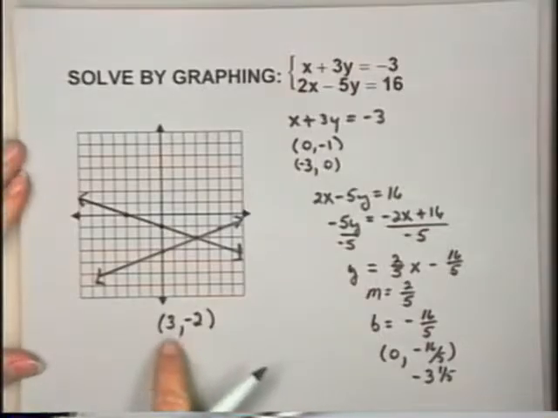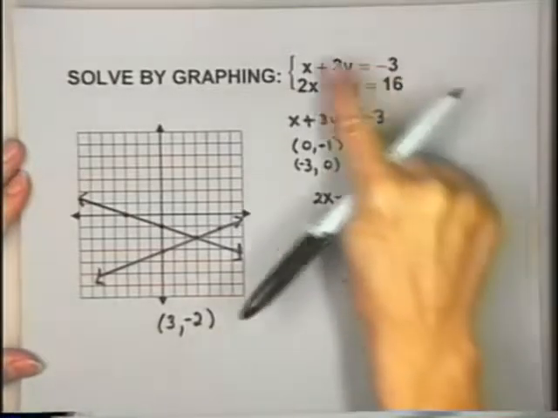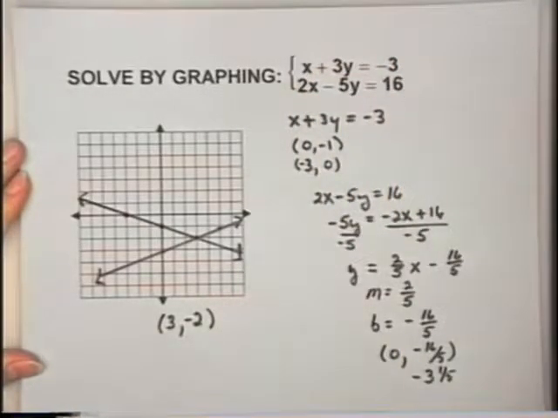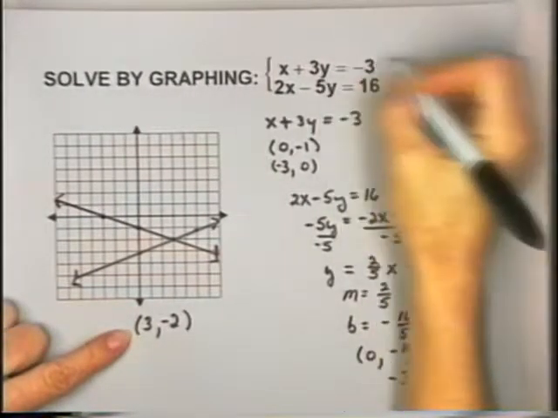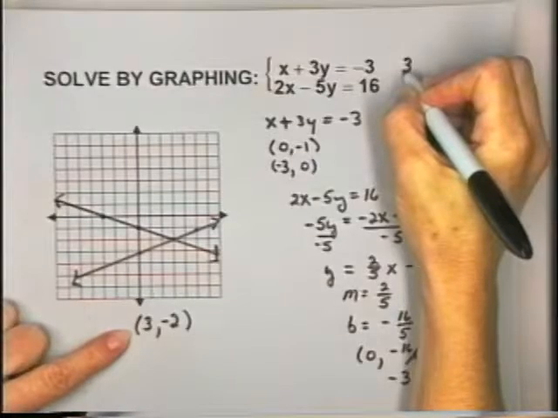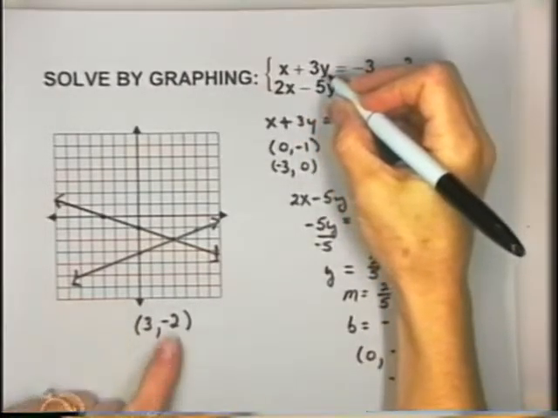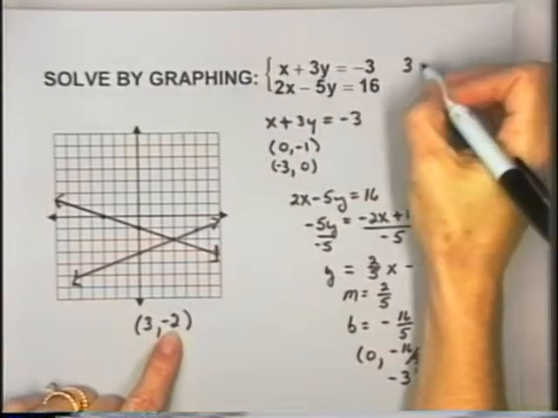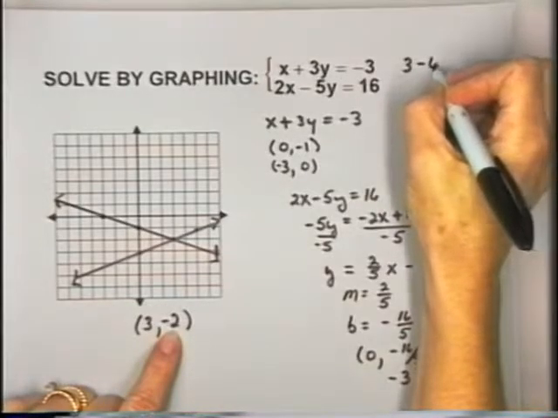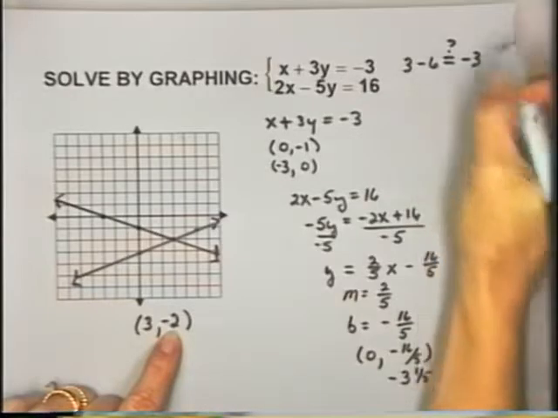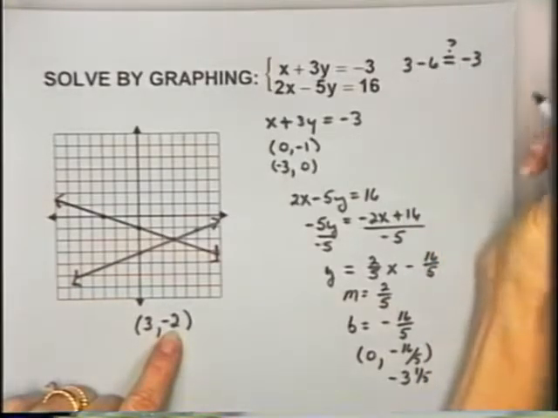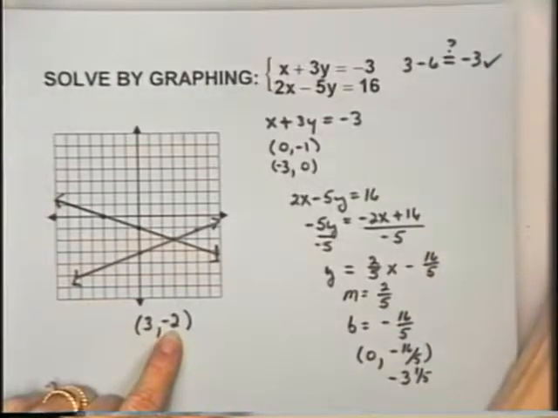So what I'm going to do is to substitute this solution into both of these equations to check it. So let's just slide over here. If x is 3, this first equation will have a 3 there, plus 3 times y. If y is negative 2, 3 times negative 2 is a negative 6. And we want to know, does that equal negative 3? Well, of course, 3 subtract 6 does equal negative 3, and we do have a solution for this first equation.